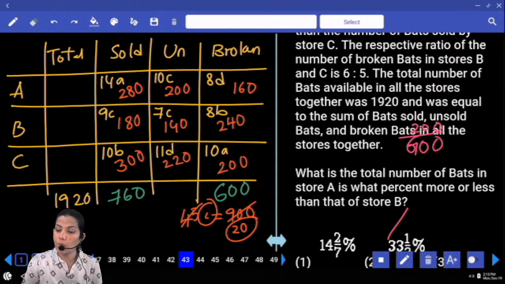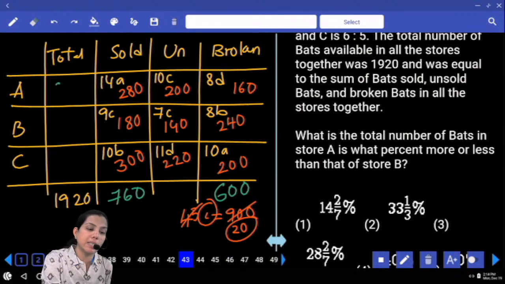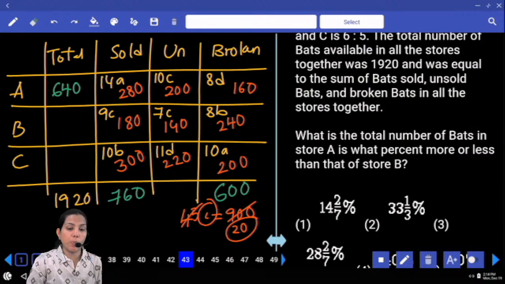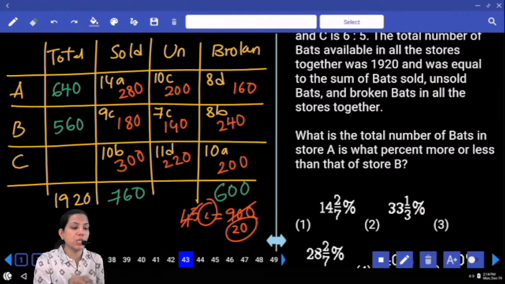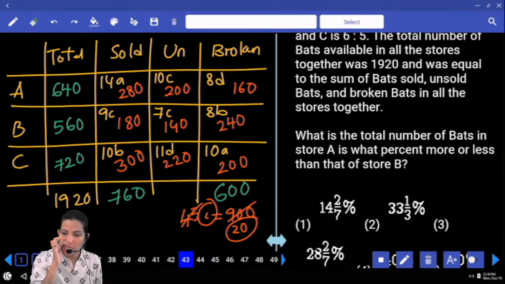Next question number 43. What is the total number of bats in store A? Is what percentage more or less than that of store B? What are the total of store A and total of store B values? 180, 280 plus 160, 440 plus 200, 640. So total bats of store A is 640 and total bats of store B: 140, 240, 380. 380 plus 180, 560. 560 plus 640 means 1100 completed. Sorry, 11 or 12? 1200 completed. Remaining definitely 720.